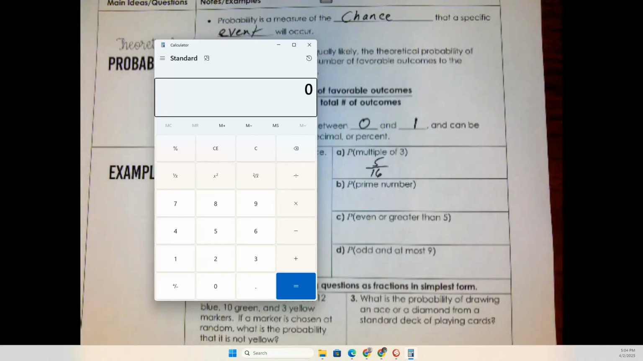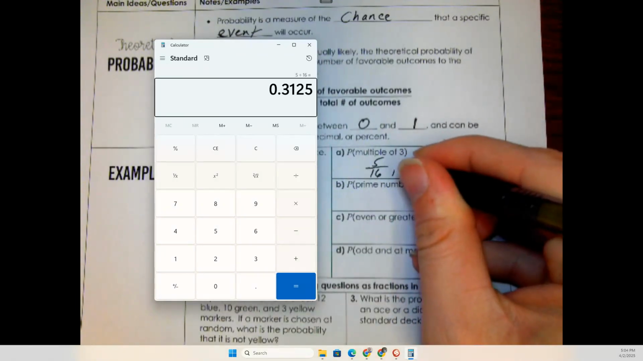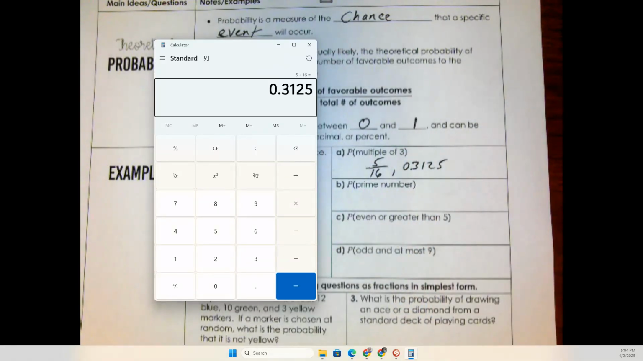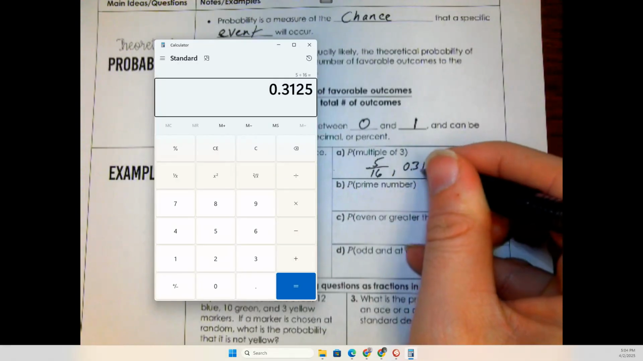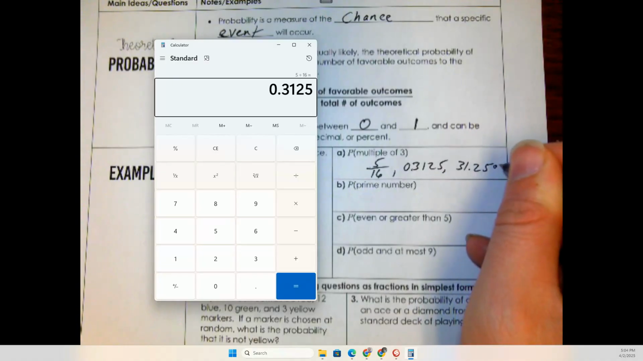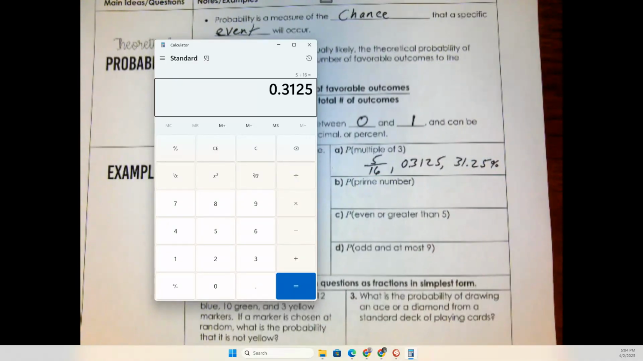To convert this to a decimal, we just do 5 divided by 16. That's our decimal, 0.3125. And then to convert a decimal to a percent, we move the decimal 2 places over, so that would be 31.25%. So there's a 31.25% chance of spinning a multiple of 3.